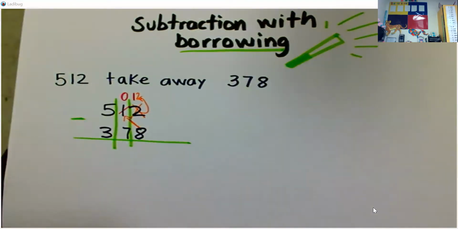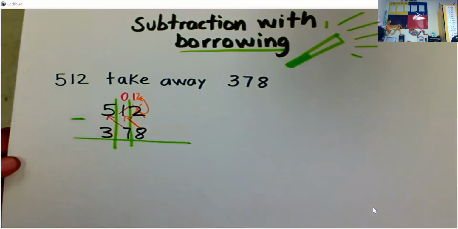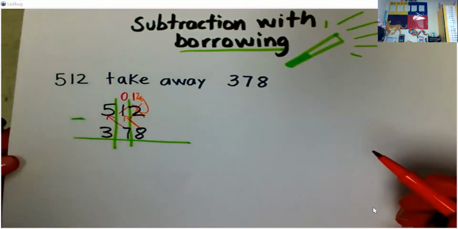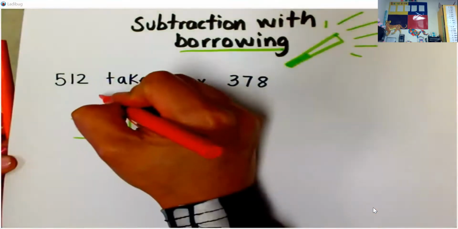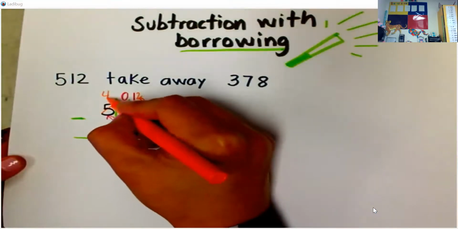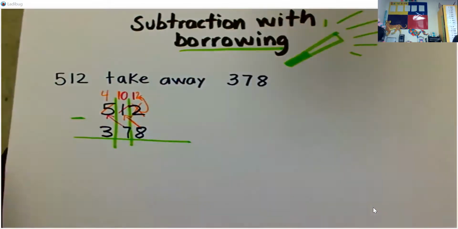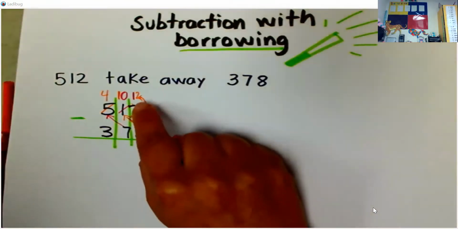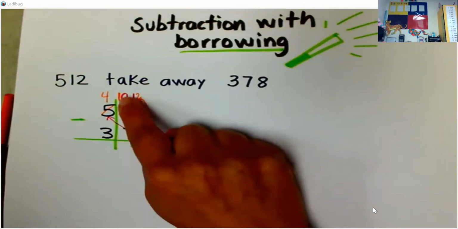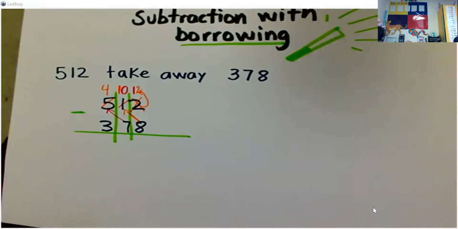So now the 7 goes to the 5 and asks the 5, hi 5, can I borrow 1? And the 5 will say, yes, you can. So now the 5 is no longer a 5, it's a 4. And the one that I borrow goes next door, okay? So now it's no longer 2, it's 12, it's no longer 1, it's 10, and it's no longer 5, it's 4.